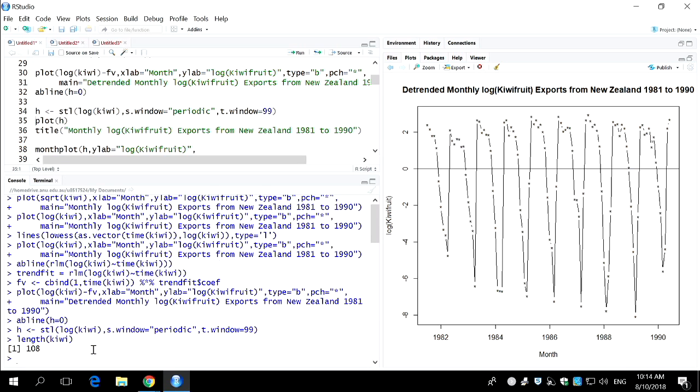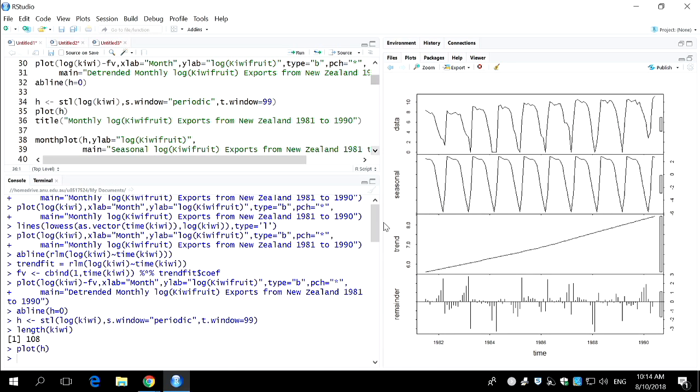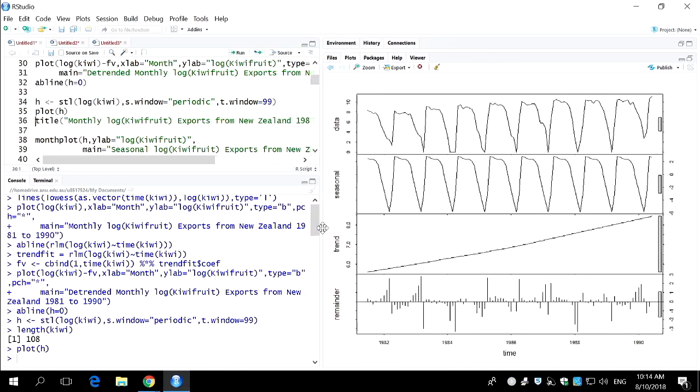I've got 108 data points. Oh, that's a big window. I probably could use a t.window of about 60, but I've gone a little bit higher. Doesn't really matter. And I'm going to plot the result of that STL output, and we get this.